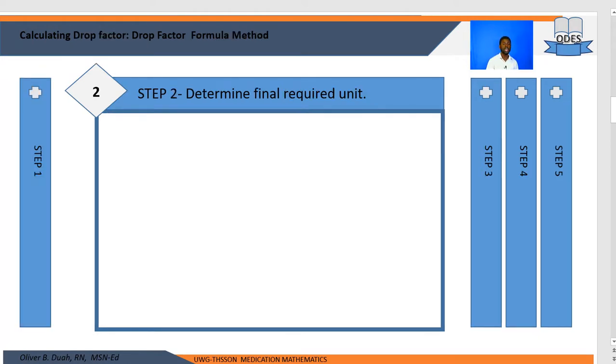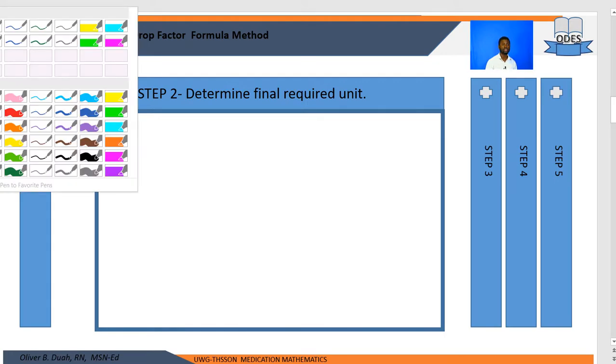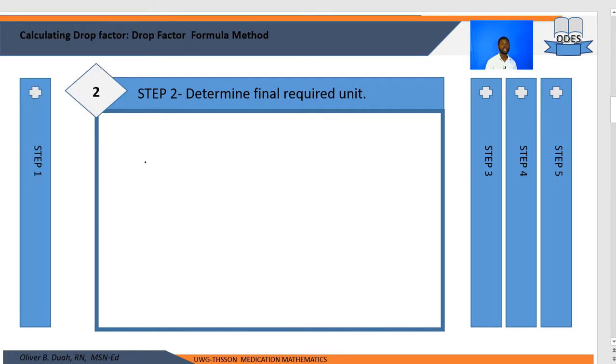Next, we have to determine what the question is asking us to find. So that will be the final required unit. It's asking us to find the drops per minute. Note that the drop factor is drops per ml and not per minute. That is why we have to calculate for the drops per minute.